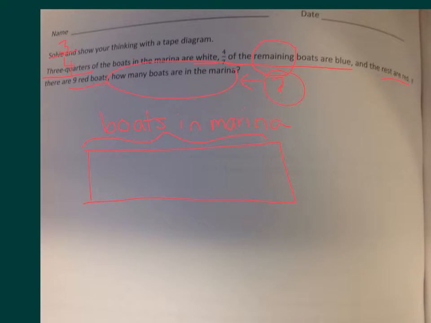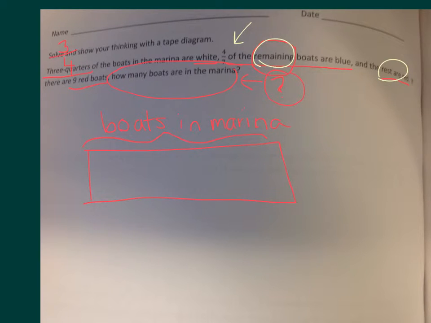Okay, next step, how am I going to partition this? I see 3 numbers. I see 3/4, 4/7, and 9. Which one should I use? Okay, well, I shouldn't use 4/7 because 4/7 is telling me the remaining. So first something has to be remaining before I can do something with it. And it says the rest are red, and it gives me the number 9. But that word rest also kind of means like remaining.